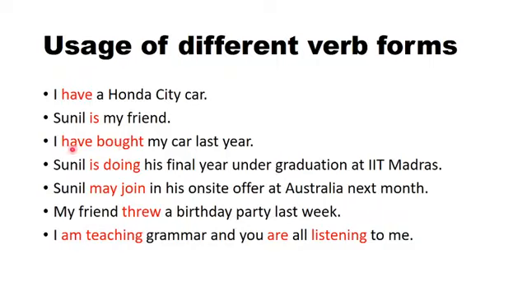Look at the third sentence. I have bought my car last year. Here, what is the function of have? It is not I have my car last year. It is I have bought my car last year. So here, have is not a main verb. Only bought is the main verb. The actual root verb of bought is buy.